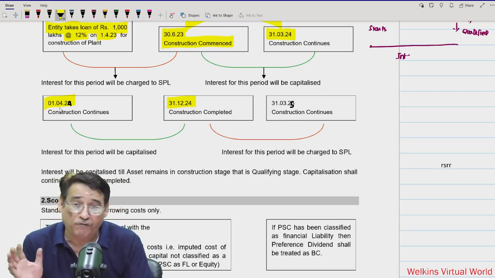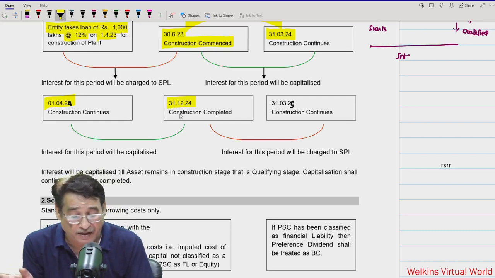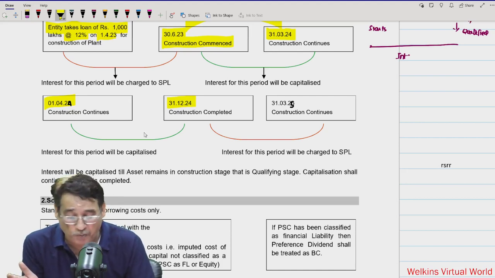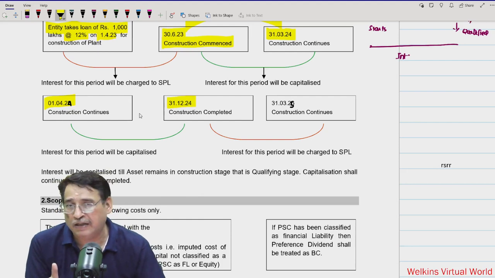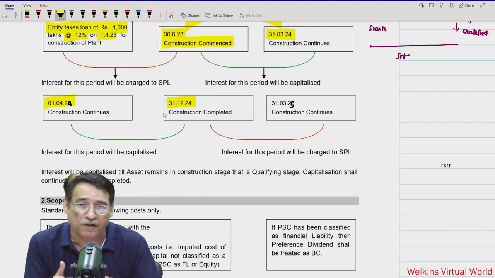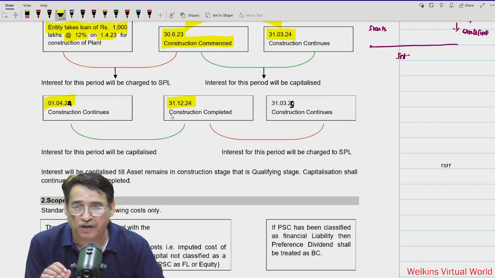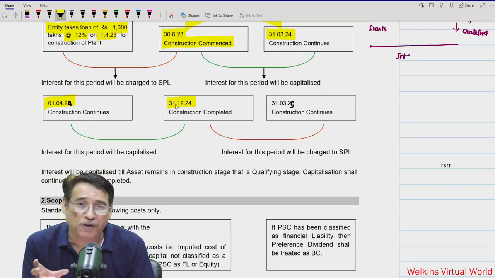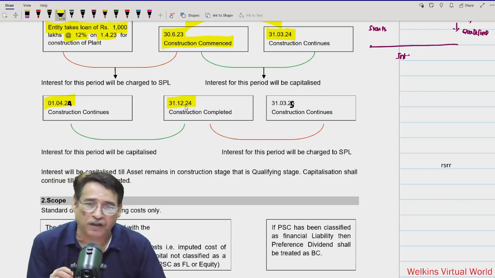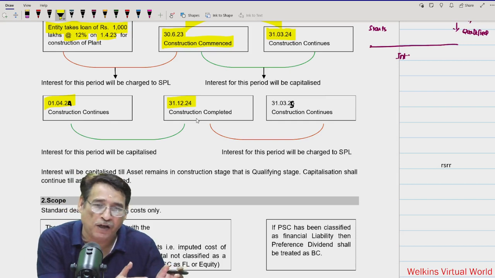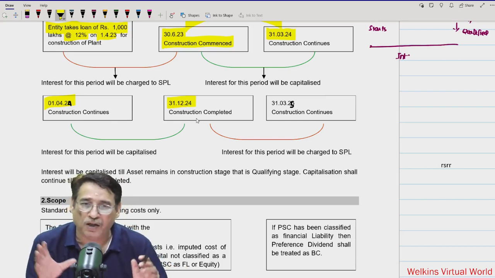So next year started on 1/4/2024, and construction activity got completed on 31st of 12 2024. So quite obviously, in the next year, whatever interest is related to the period from 1/4/2024 till the asset gets completed, whatever interest we are going to pay during this period will be capitalized, because during this stage also the asset was under construction, or the asset was qualifying. But now, because on 31st of 12 2024 this asset has completed, we will stop capitalizing the interest cost or borrowing cost, and after this date, whatever interest we are going to pay will be charged to the statement of profit and loss account. Is it clear to you or not?